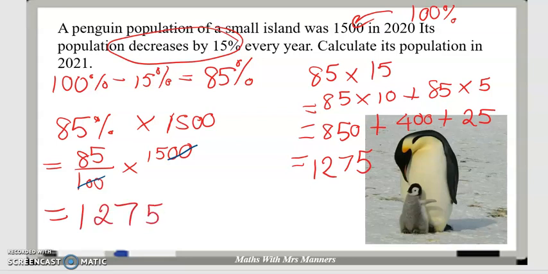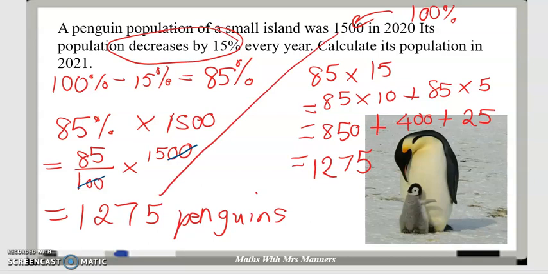My answer does make sense. Why does it make sense? Well, they told me that the penguin population was going to go down by 15%. So at least, firstly, the penguin population has gone down from 1,500 to 1,275. But also, I know that 10% of the population is 150. So I would expect it to go down by more than that. And it has gone down by more than 10%. So I think that my answer is correct. So I hope this method makes sense, where you see that you're reducing the percentage by a certain amount. In this case, it was 15%. And if your original amount is 100%, then you can just take it off.